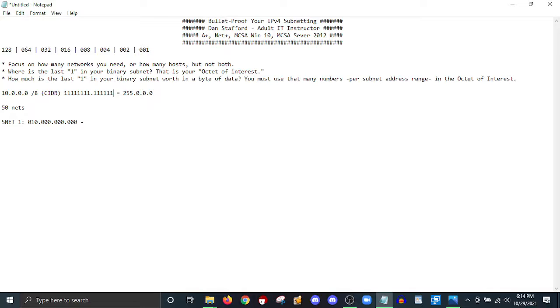I have no in between. There is no way to get to exactly 50. So I met or exceeded the requirement for 50 networks, right? So again, how I got there, I add ones to the subnet mask. Before I do a single thing, I already have one network. So as soon as I add a one, I have two networks. Add another one, I double it again. 4 networks, 8 networks, 16 networks, 32 networks, 64 networks. Oh, met my 50 network requirement.